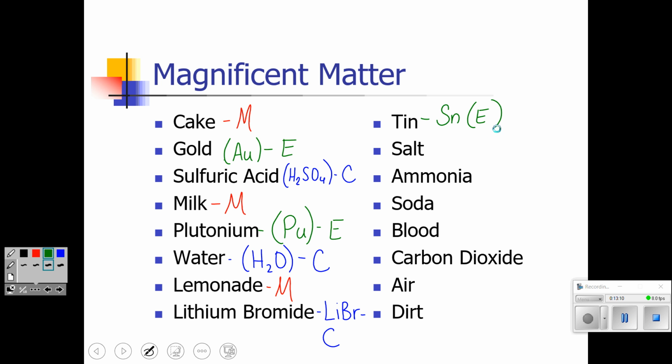Salt, as we went over with our labs, is sodium chloride, so NaCl. Therefore, this one is a compound. 1 part sodium, 1 part chlorine. Ammonia is also a compound. It's NH3. 1 part nitrogen, 3 parts hydrogen. So ammonia is a compound.